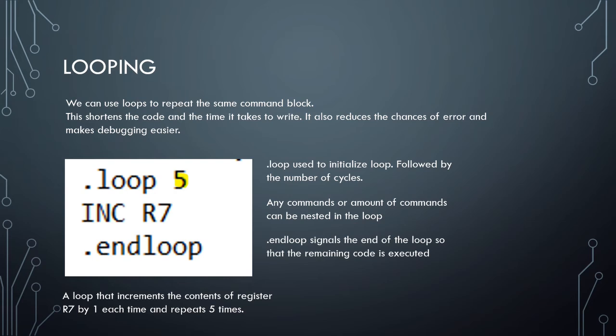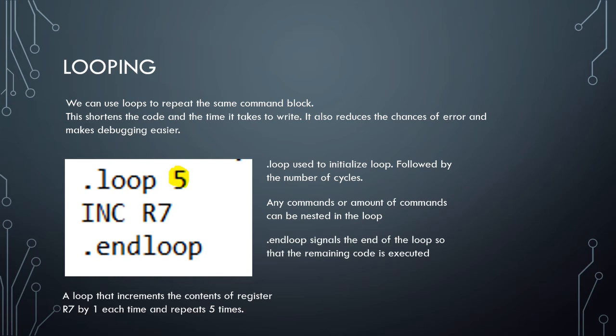And it reduces the chance of error, right? So if you have to write something 5 different times, that's 5 times the chance for error, whereas if you write it once, you have a better chance of getting it right the first time and not making a mistake. And so here we can use our loop command, and what that looks like in our program is just .loop followed by the number of cycles. So here we see we want our loop to be carried out for 5 cycles.